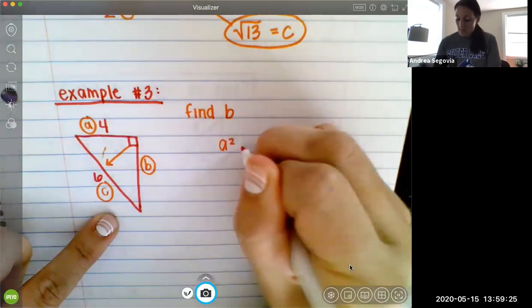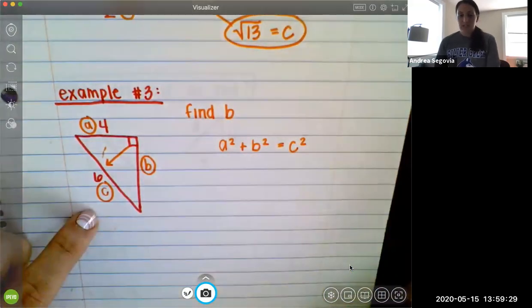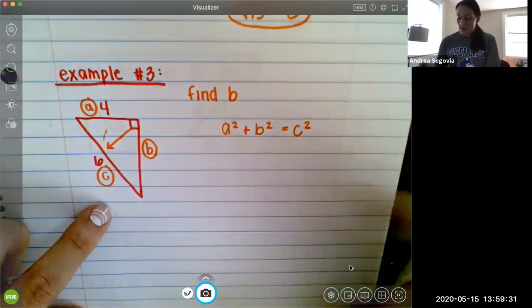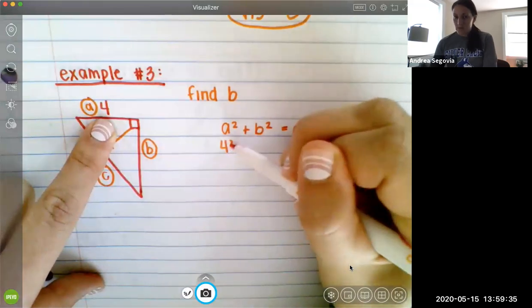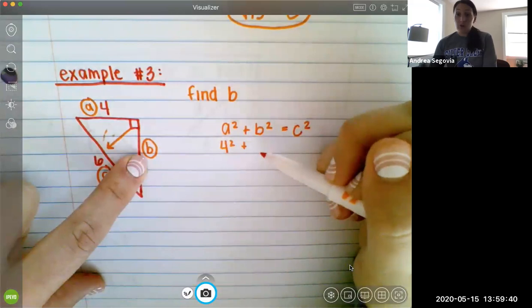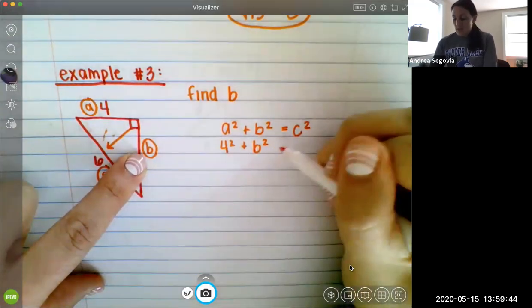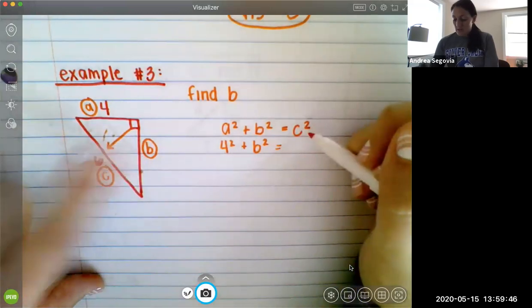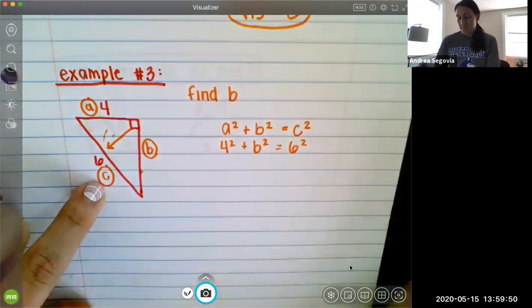We're going to go back to our Pythagorean theorem. A squared plus B squared equals C squared. Let's plug in what we know. Do we know A? Yes, A is 4. So that becomes 4 squared. Plus B. Do we know what B is? We don't know what B is, so we leave B just the same. That's our unknown. Equals C squared. C squared is 6. 6 squared.